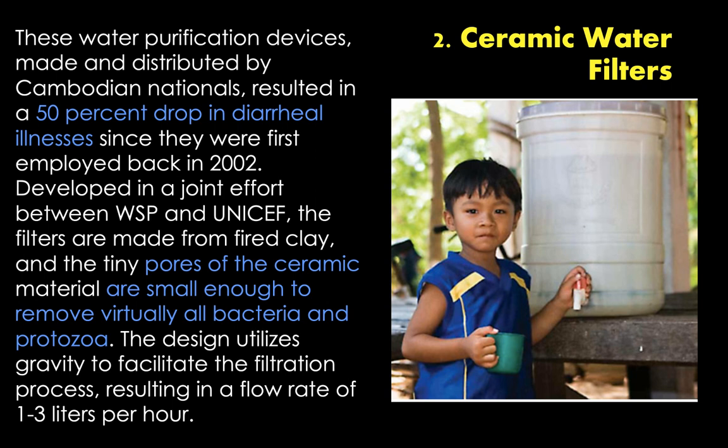So the filters are made from fired clay, and what happens is that the tiny pores of the ceramic are small enough to virtually remove all bacteria and protozoa. And then it just uses gravity to help facilitate the filtration process, which can result in a flow rate of 1 to 3 liters per hour.